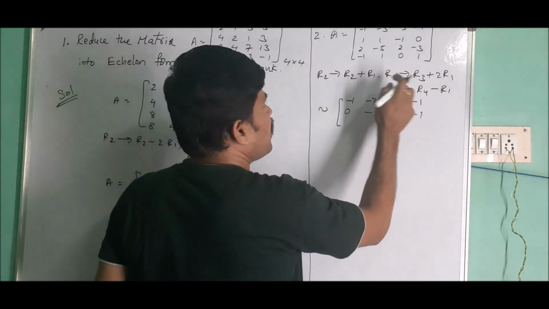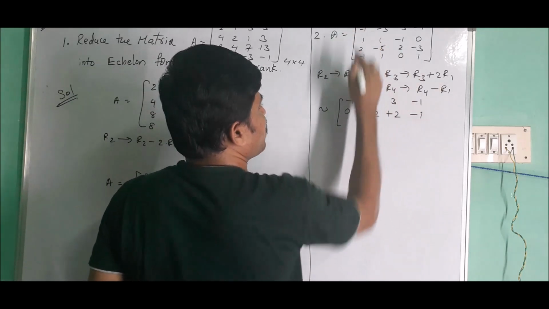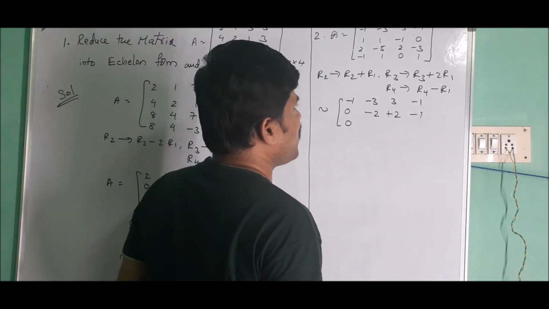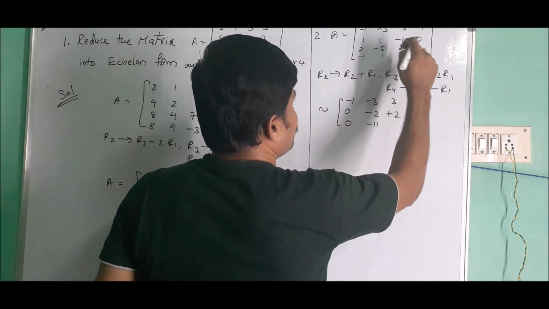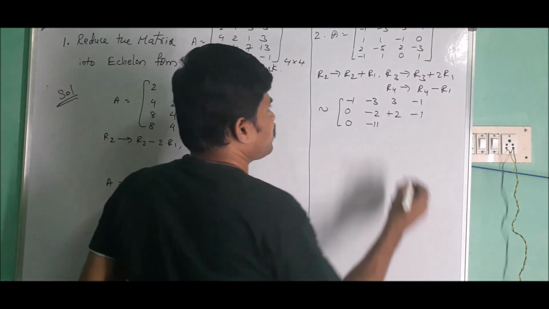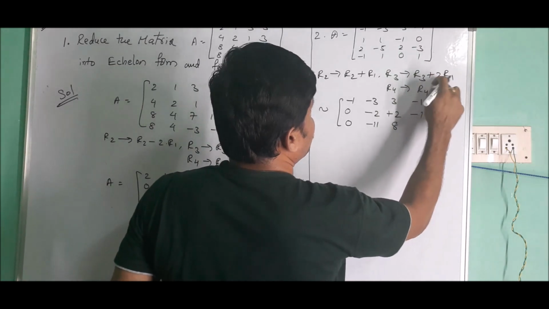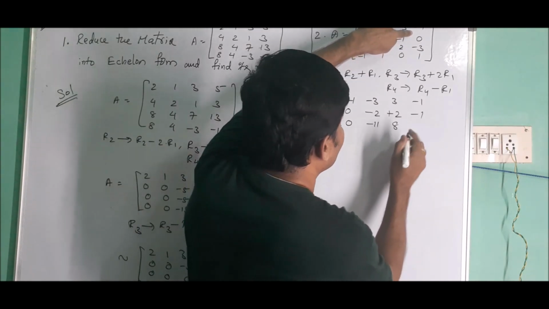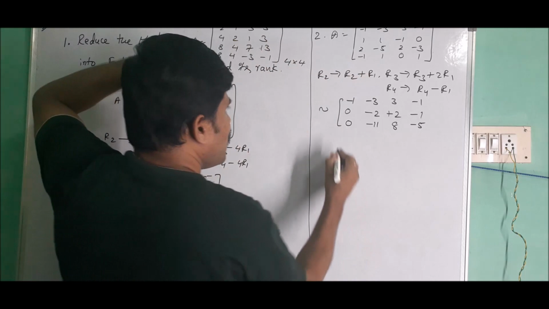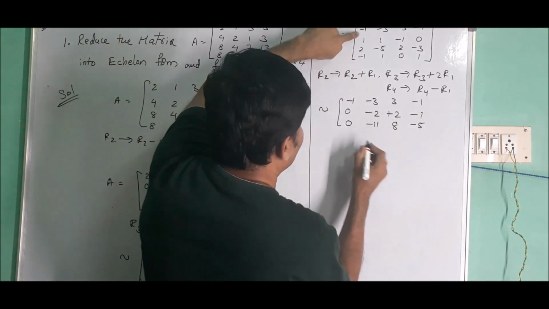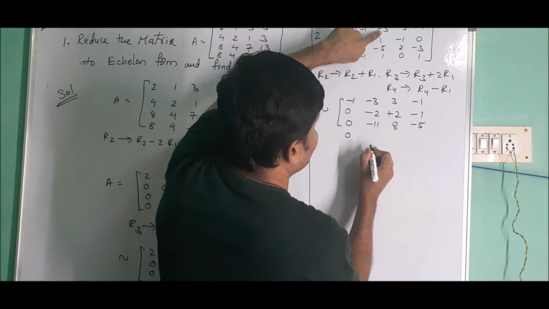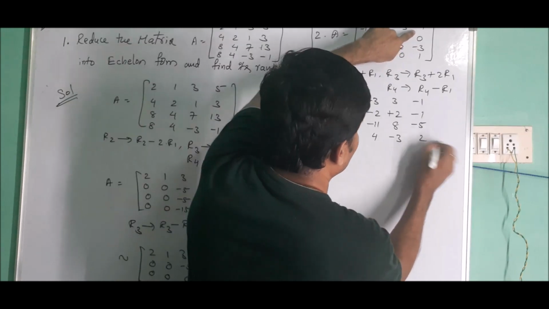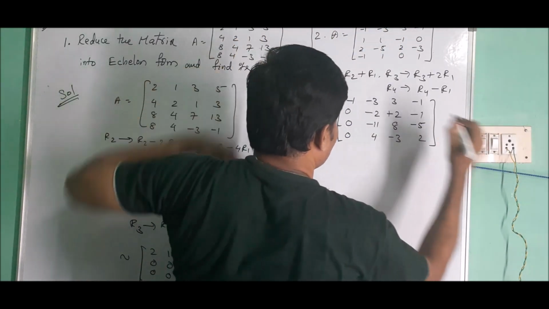Similarly the third row, R3 plus 2R1: 2 plus 2 into minus 1, 2 minus 2, 0. Minus 5 plus 2 into minus 3, minus 5 minus 6, minus 11. Similarly, 2 plus 2 into 3, 6, 6 plus 2, 8. Minus 3 plus 2 into minus 1, minus 2, minus 3 minus 2, minus 5. This is the third row. And the fourth row is R4 minus R1: minus 1 plus 1, 0, 1 plus 3, 4, 0 minus 3, minus 3, 1 minus 1, 0 minus... 1 plus 1, 2. So this is the elementary matrix of the given matrix.